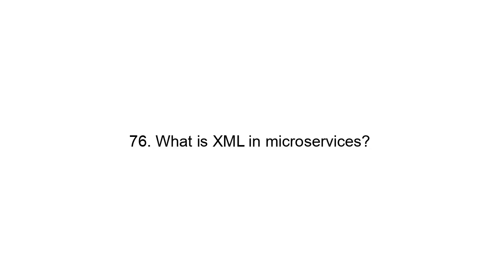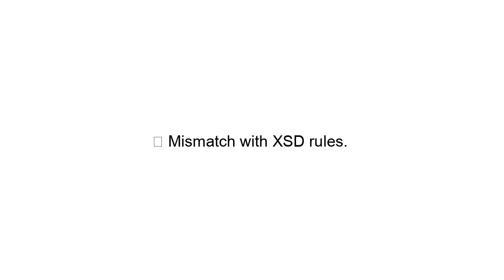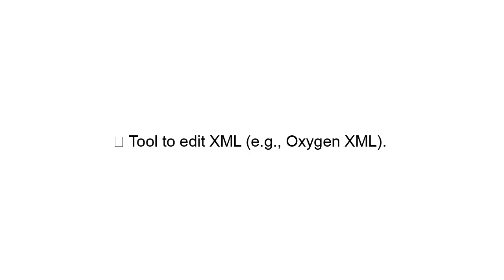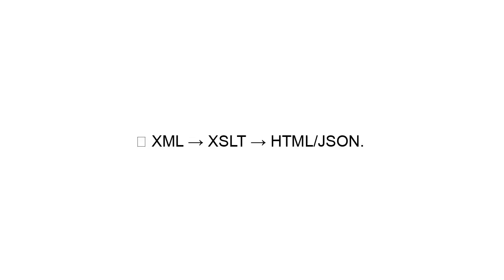76. What is XML in microservices? Legacy communication format. 77. What is XML compression? Reducing file size. 78. What is binary XML? Compressed XML format. 79. What is XML schema validation error? Mismatch with XSD rules. 80. What is XML editor? Tool to edit XML, e.g., Oxygen XML. 81. What is XML transformation pipeline? XML to XSLT to HTML, JSON.